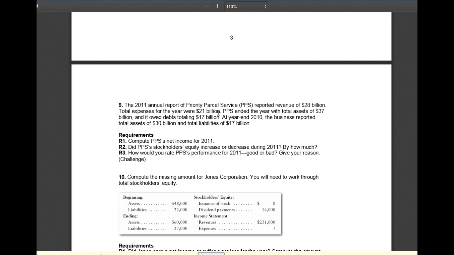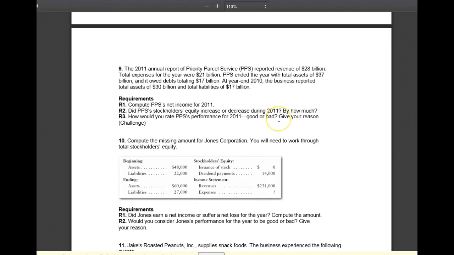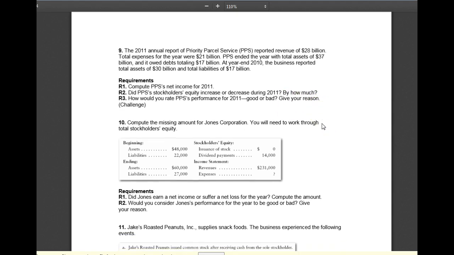And the next thing they want then is the stockholder equity increase. Did it increase or decrease during 2011? Well, if it had a net income, and net income affects owner's equity, what do you think happened to the owner's equity? And then give an estimation or your opinion of whether this is a good or bad company, okay?